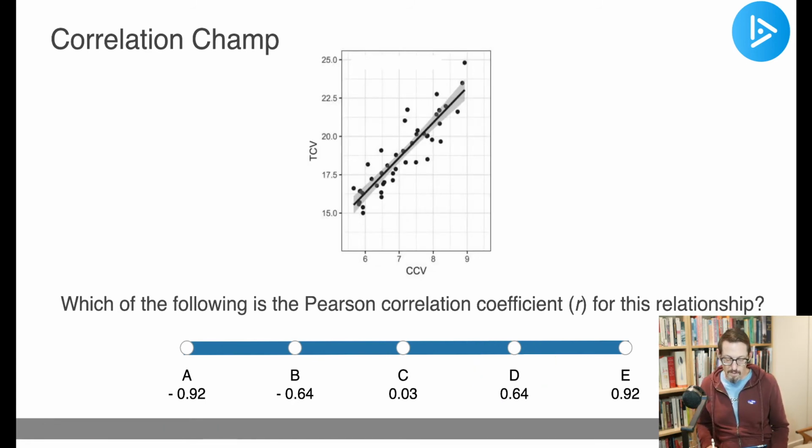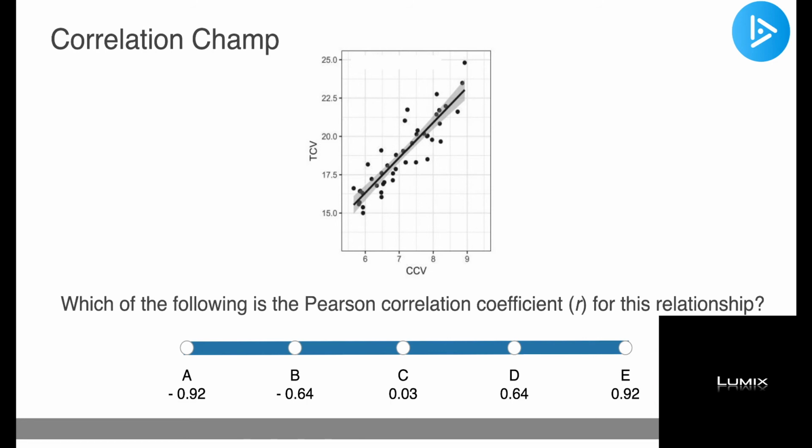So here is another example. What about this one? Oh, look, my camera decided to stop working. Lovely. All right, you can't see my face the rest of this time. So what's the Pearson correlation coefficient for this relationship?